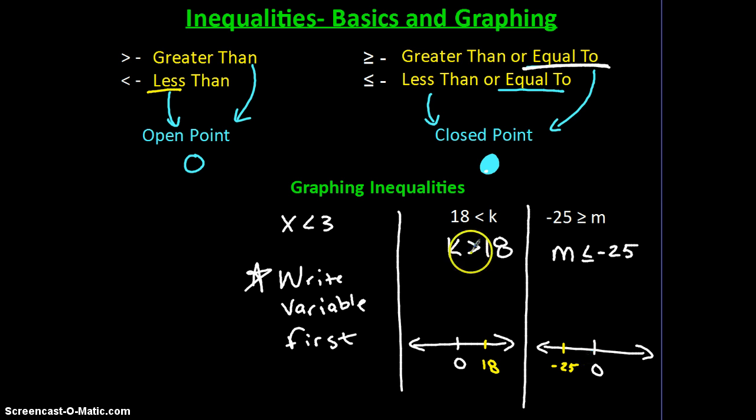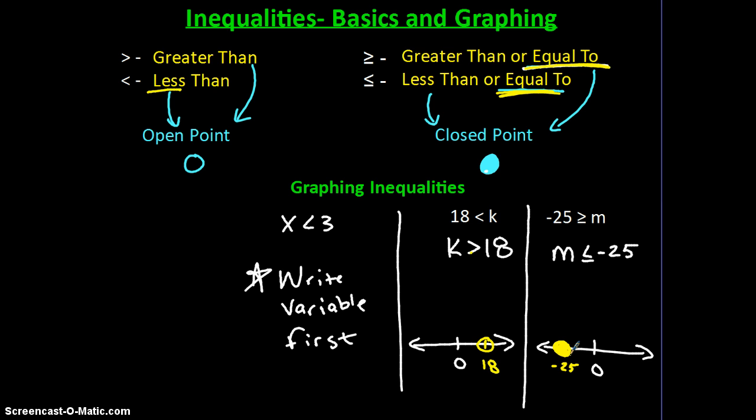And now I look at my inequality signs and figure out what type of point we are plotting. K is greater than 18. That's an open point because it does not have the key words equal to. So I plot an open point there. At negative 25, m is less than or equal to negative 25. Hey, there's a key word, equal to. So that is a closed point.